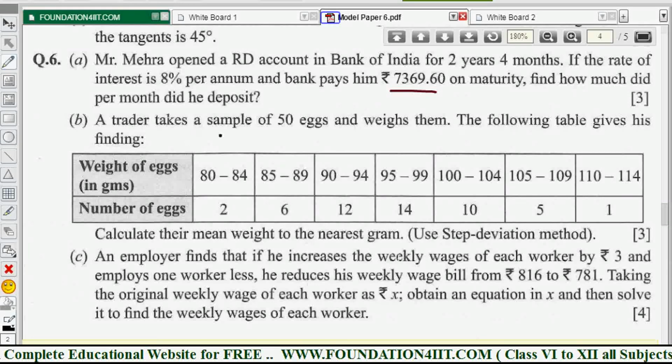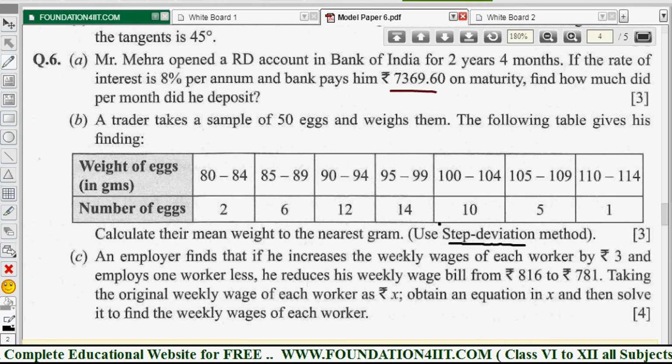A trader takes a sample of 50 eggs and weighs them. The following table gives his finding. Table is given: 80 to 84, number of eggs is 2. 85 to 89 grams, number of eggs are 6. This is the table. Calculate mean weight nearest to grams using step deviation method. Step deviation method only should apply.